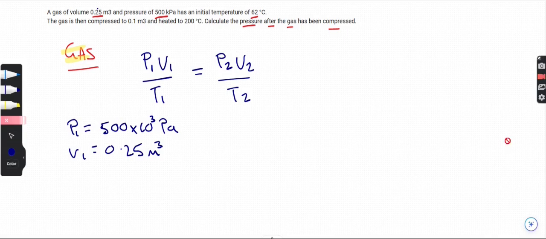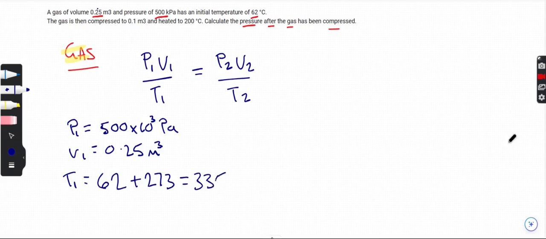So P1 is that, V1 is that, and T1 is going to be 62. We can't use 62. It's got to be in Kelvin, so we're going to add 273 to that, which gives us something like 335. It can't be in degrees C, we've got to be in Kelvin. You've got to add 273 to it. Okay, so we know P1, we know V1, and we know T1.